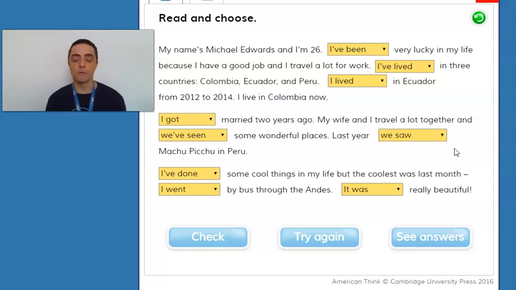It was really beautiful. So guys, as you could see, when we don't have a specific time and it's connected to the present, we can use present perfect. For example, I've been very lucky in my life, or I've lived in 3 countries. I don't need to say when, okay? But then in the next sentence, this person put, I lived in Ecuador, and then he gave a specific time. Or when he said he got married, he gave a specific time, 2 years ago.